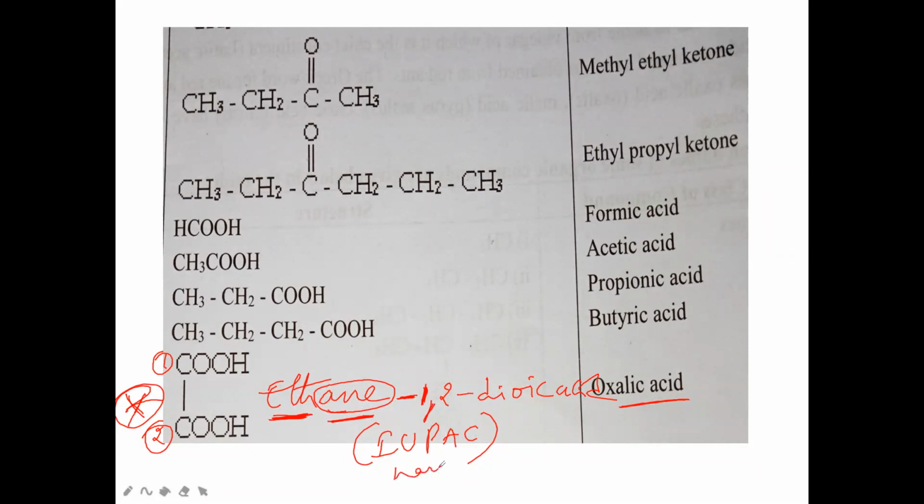IUPAC name is what, generally? A single word. It is not a group of words. So what is the name here? Ethane 1,2-dioic acid. Is that clear now? So it is oxalic acid. So what is the oxalic acid formula right now here?